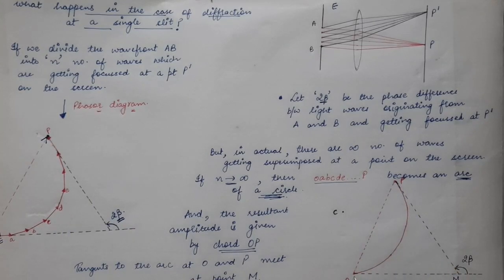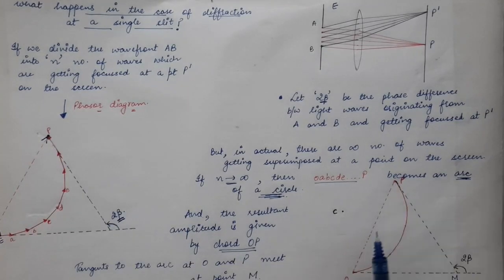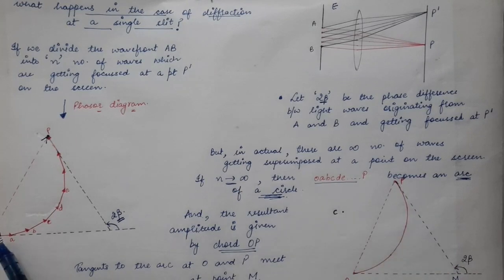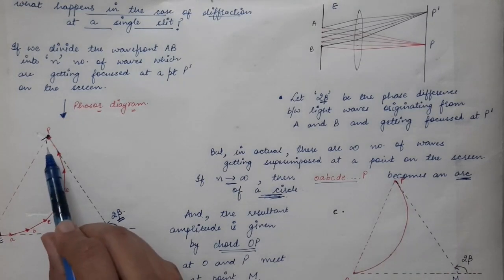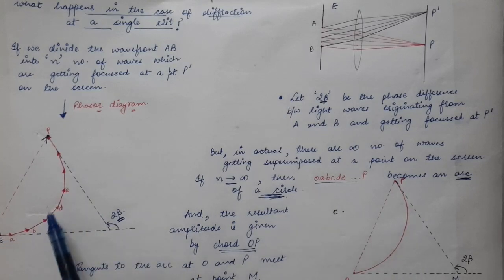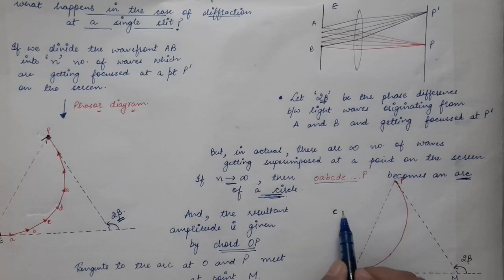So this is the initial point O, which will remain the same. The final point B will remain the same. And this twice beta angle, which is the phase of the last wave with respect to the first, will also remain the same. Now this length, which comprised a finite number of vectors, will have an infinite number of such vectors, and hence it will approach an arc of a circle with center C.